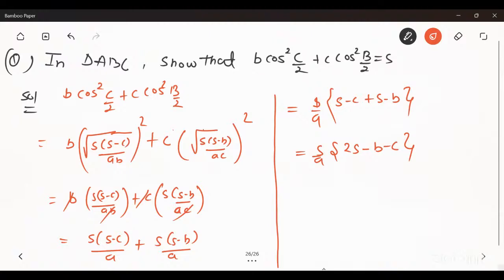And the value of 2s is a plus b plus c. So s upon a times (a plus b plus c minus b minus c), and b and c will be cancelled. So s upon a times a, you will get the value s. Okay.